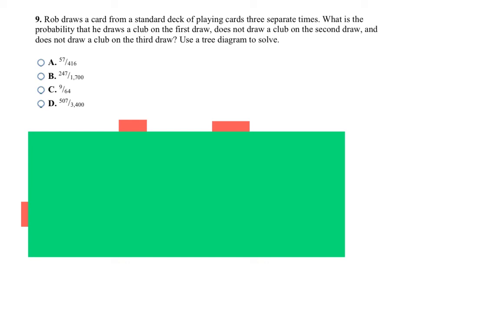This question here says Rom draws a card from a standard deck of playing cards 3 separate times. What is the probability that he draws a club on the first draw, does not draw a club on the second draw, and does not draw a club on the third draw? Use a tree diagram to solve.